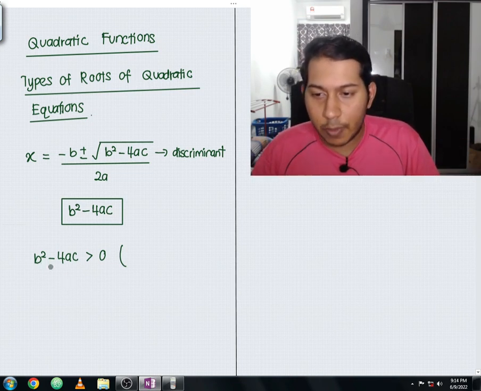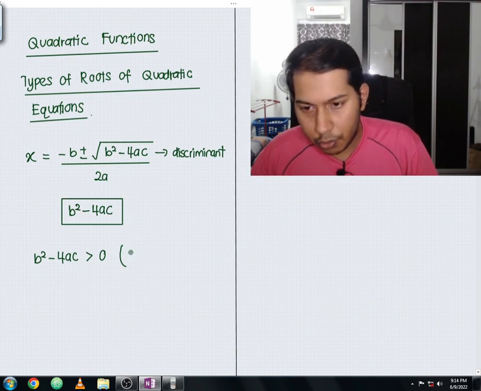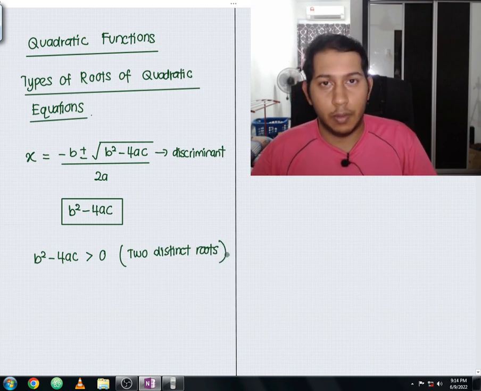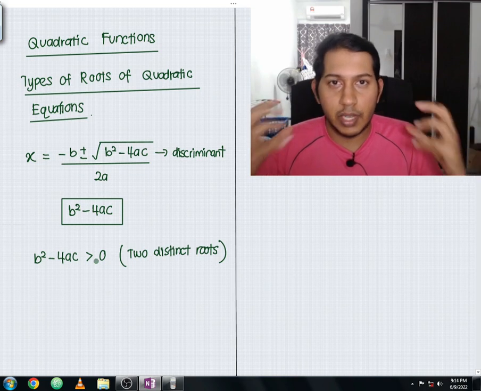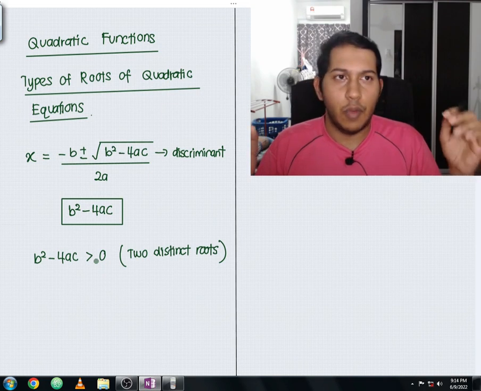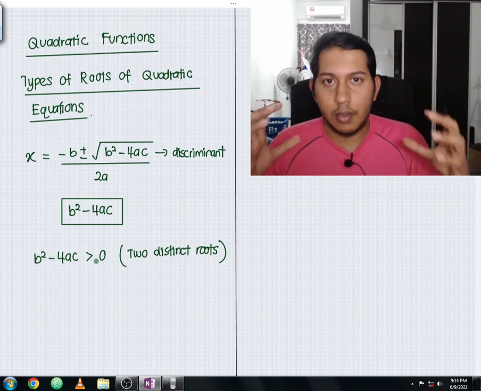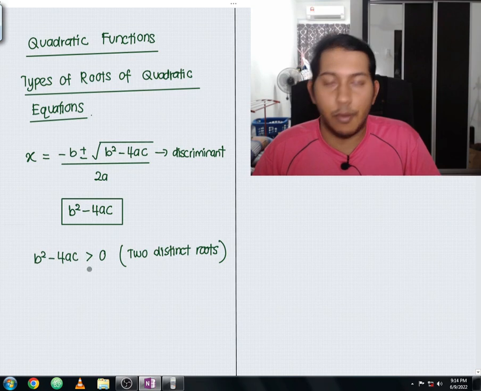When your b squared minus 4ac is more than 0, that means you have two distinct roots. That means you have two real and distinct roots, meaning the roots are real. For example, 2, 5, 1.35, negative 5.34, they are real roots. So these are the conditions when your b squared minus 4ac is more than 0.